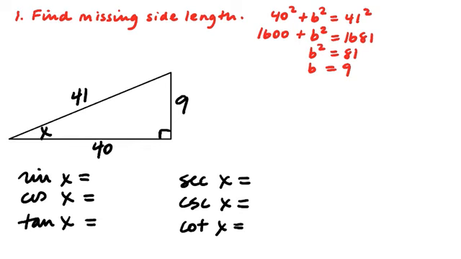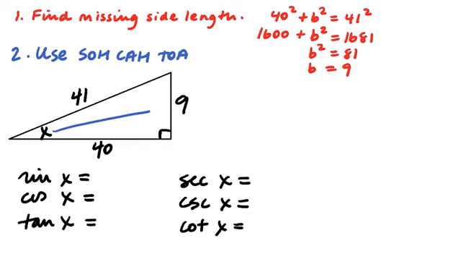Then, the second step is just going to be use SOHCAHTOA, at least to find sine, cosine, and tangent. Well, I know sine is opposite over hypotenuse, so that's 9 over 40. Cosine is the adjacent over the hypotenuse. That's 9 over 41. So I meant 40 over 41. And tangent is opposite over adjacent, is 9 over 40.